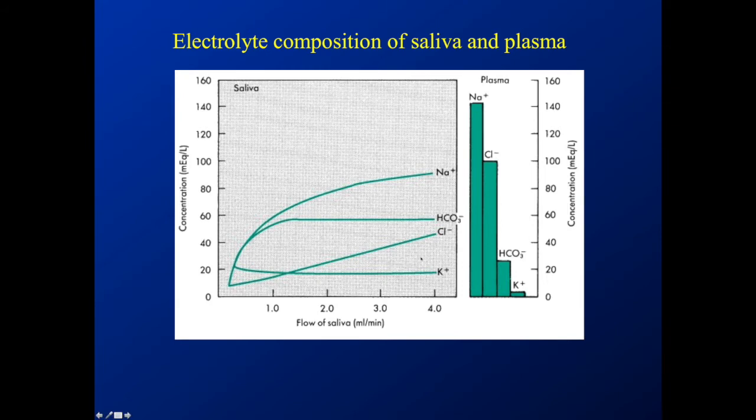And as you can see, with the highest flow rate here, the composition of the ions in the saliva is less in all cases, apart from bicarb, than the blood. And if you were to add up the ionic content here to here, you'll find that the saliva is actually less than the blood, and so regardless of the flow rate, it's always hypotonic to the plasma.